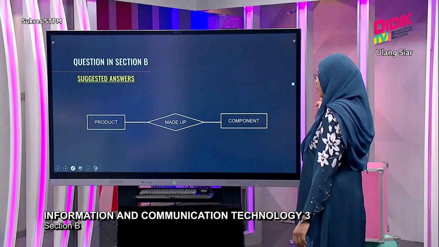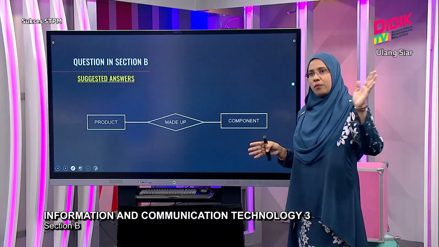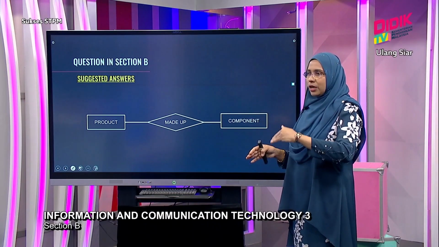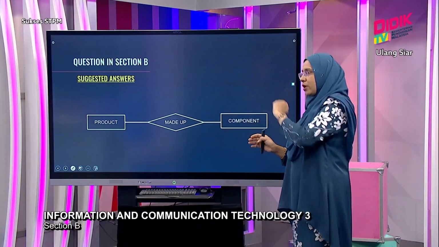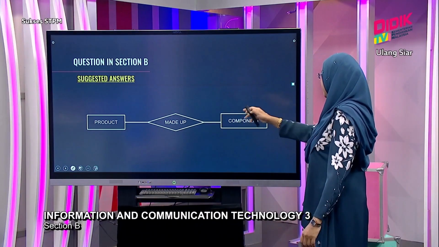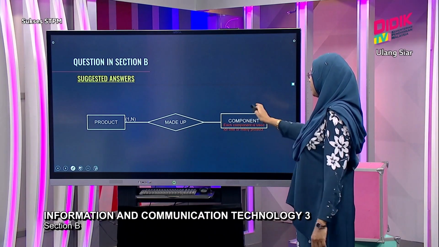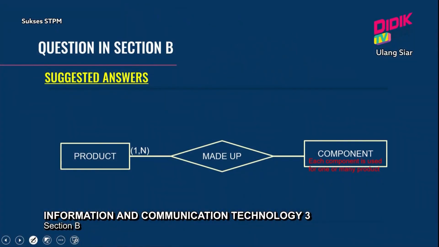Alright, so first, in the question, they said product made up of component. So you draw first the ER diagram. Remember, your ER diagram must be from left to right, top to bottom. You cannot read from bottom to up. It's wrong. You read left to right. After that, we have another relationship. After you draw the ER diagram for the first part, you put the cardinality.